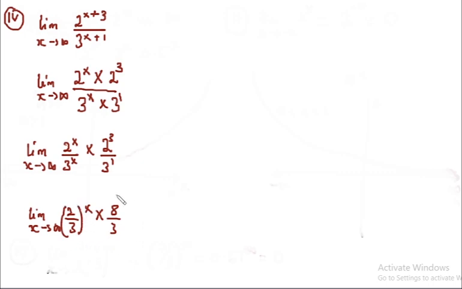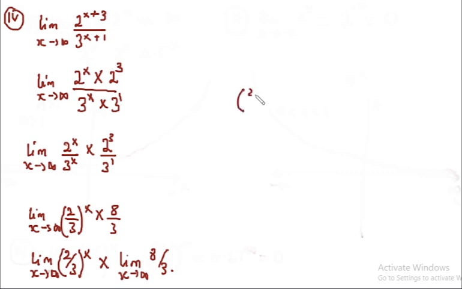Since these two terms are multiplying each other, I can take the limits individually, so I'll have the limit as x approaches infinity of (2/3)^x times the limit as x approaches infinity of 8/3. If you notice this value, it is in the form of (2/3)^x, and we know what happens when we have a base to the power of x.